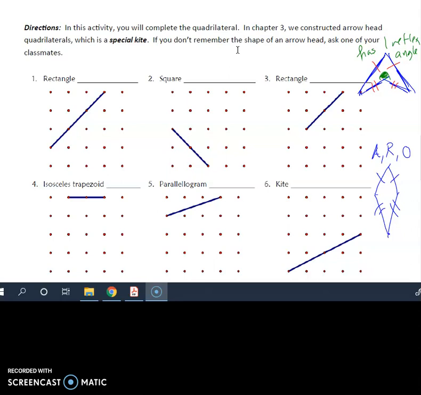Hopefully you were very successful on your definitions and the conversations you had with your classmate, and good luck on these shapes.